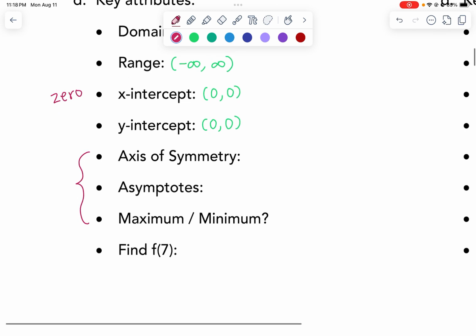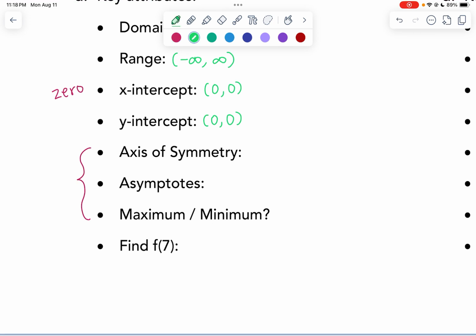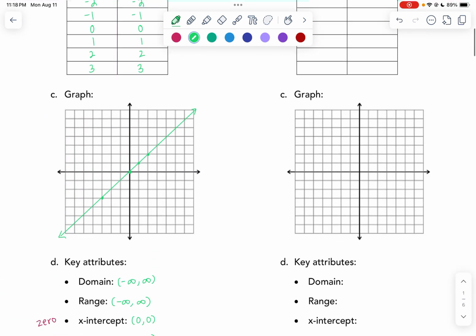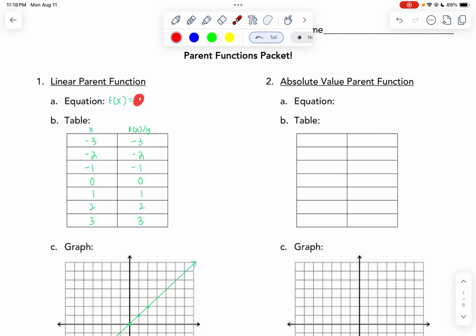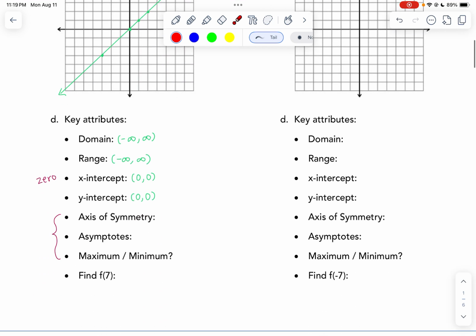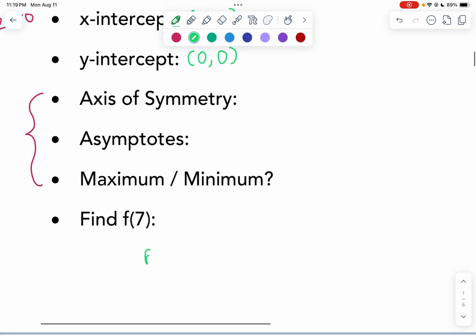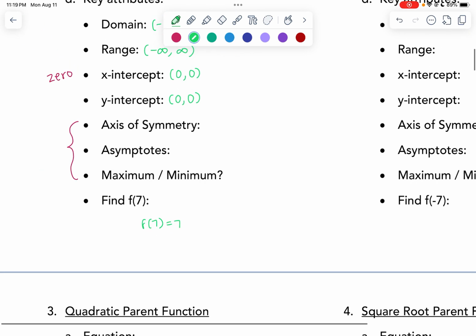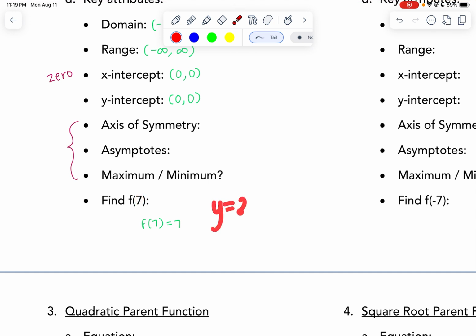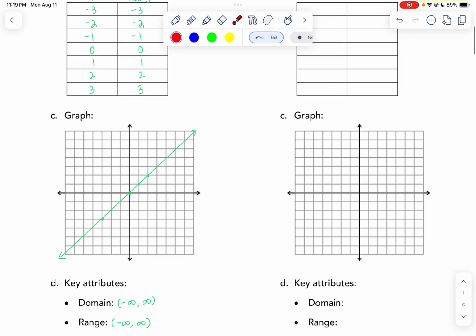Now, if I asked you to find f of 7, that just means that instead of x back up here, you're going to replace that x with the 7. And if you plug in 7, well, then f of 7 would be 7. So f of 7 equals 7 because x was 7. And that's how function notation works. Anytime you have a number in here, you're just replacing the x with whatever that number is. So if you had y equals 2x plus 3, f of 7 would just be replacing the x with a 7. That's it.